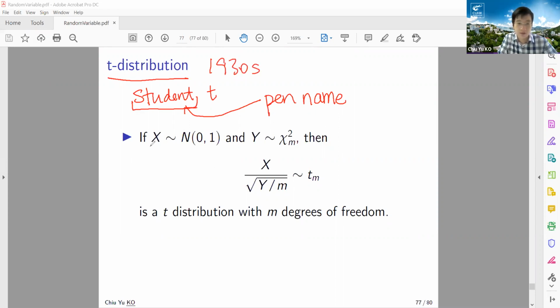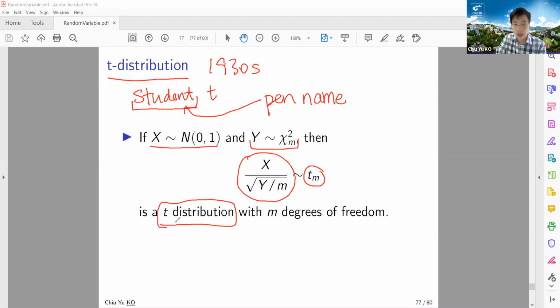What it means is, if x is standard normal and y is chi-square with degrees of freedom m, then this particular object, x over the square root of y over m, you may wonder what it is. Later you will see this is so commonly used. It will be equal to t with m degrees of freedom. We'll do it in the next set of slides. But this is so important. This is almost the single most important thing in the class, next to normal.